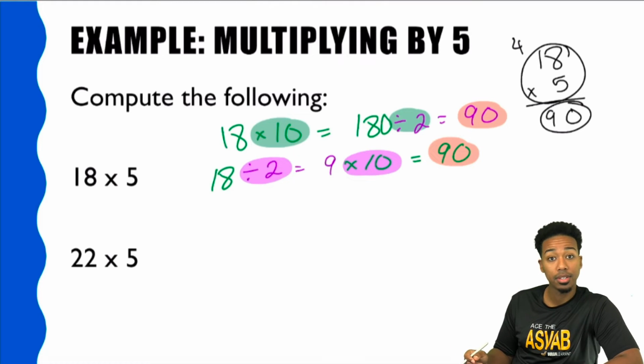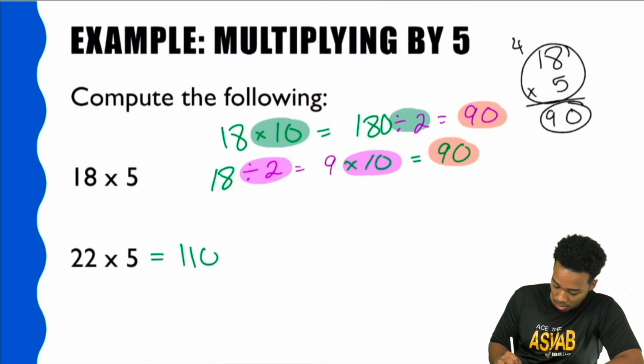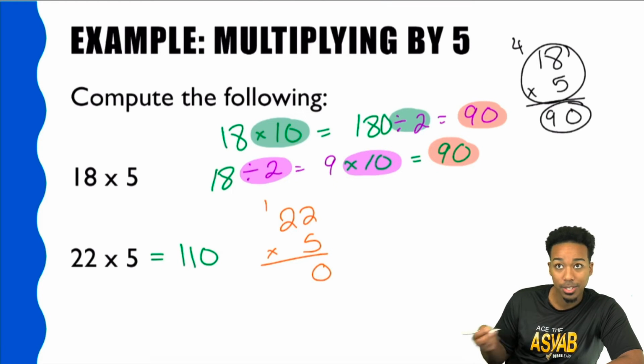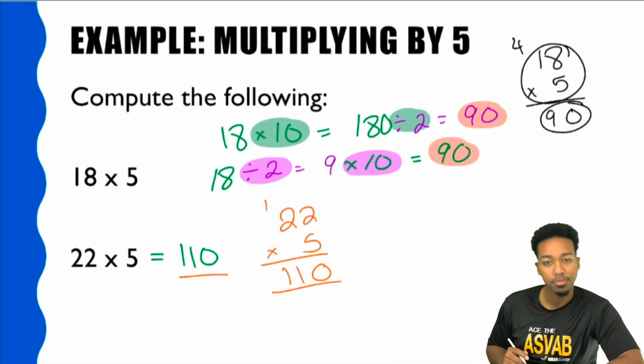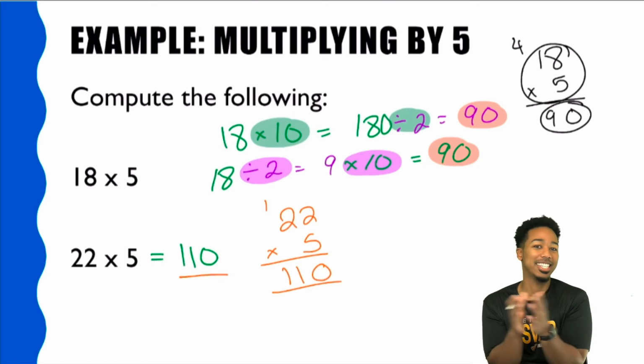22 times 5. Again, multiply by 10, 220. Divided by 2, 110. There we go. 22 times 5 equals 110. Don't believe me? Let's waste some time and go ahead and do 22 times 5. 2 times 5 is 10. 2 times 5 is 10. Carry the 1 is 11. 110. So again, by the time you're done writing that down, we could have already done it in our heads.